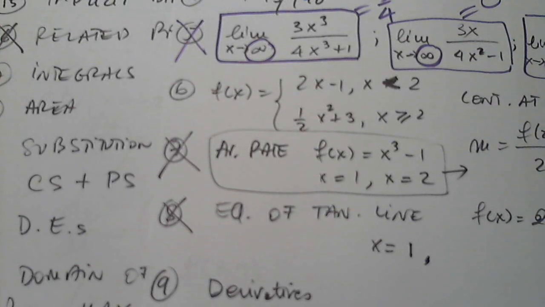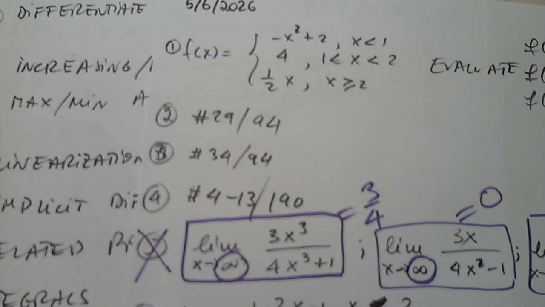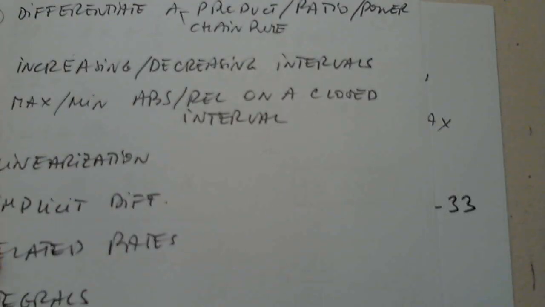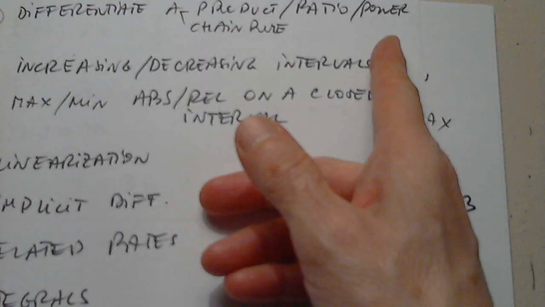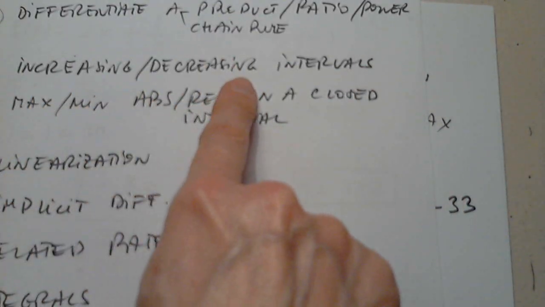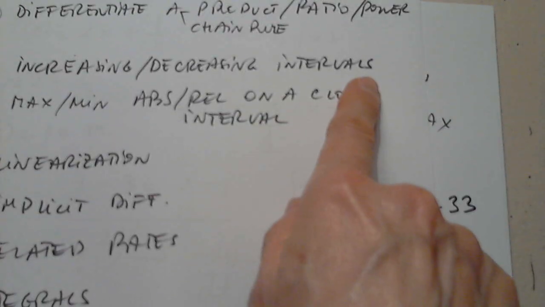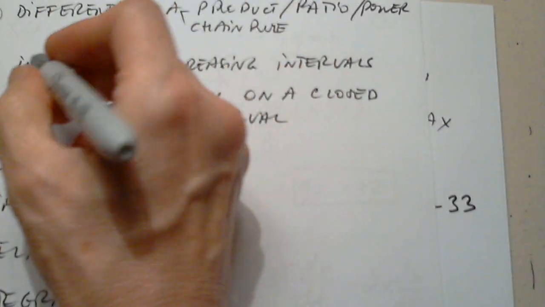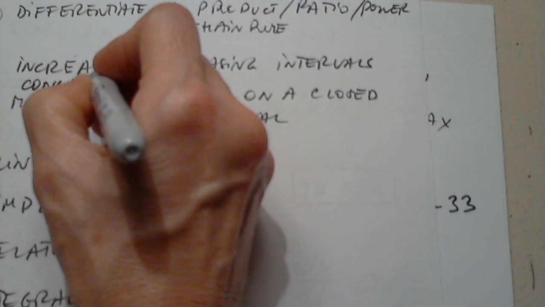What is 11, 12, 13? I can't see. Oh, yeah. So 11 is differentiate a product, ratio, power, and the chain rule. 12 is finding increasing, decreasing intervals, and concavity intervals. Concave up, concavity intervals.